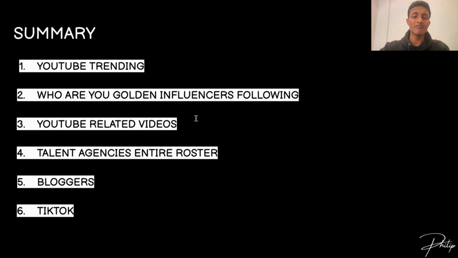Number 3 is a YouTube related video section. Just scroll down to the right on any video in your niche, and you can find the high quality creators just by doing that. And these guys would have really good Instagram followings most of the time as well. Number 4, talent agencies. You can find talent agencies just by typing in your niche and then influencer marketing agency or something like that onto Google.